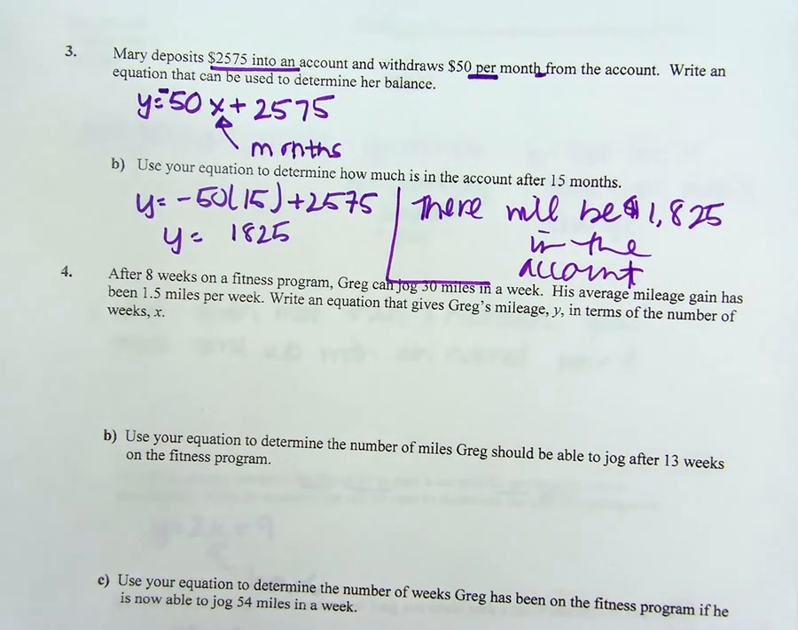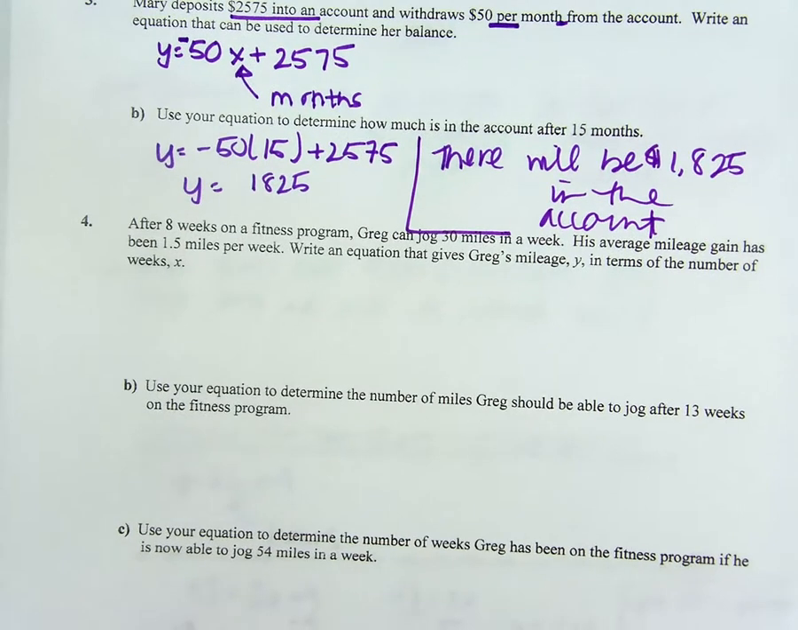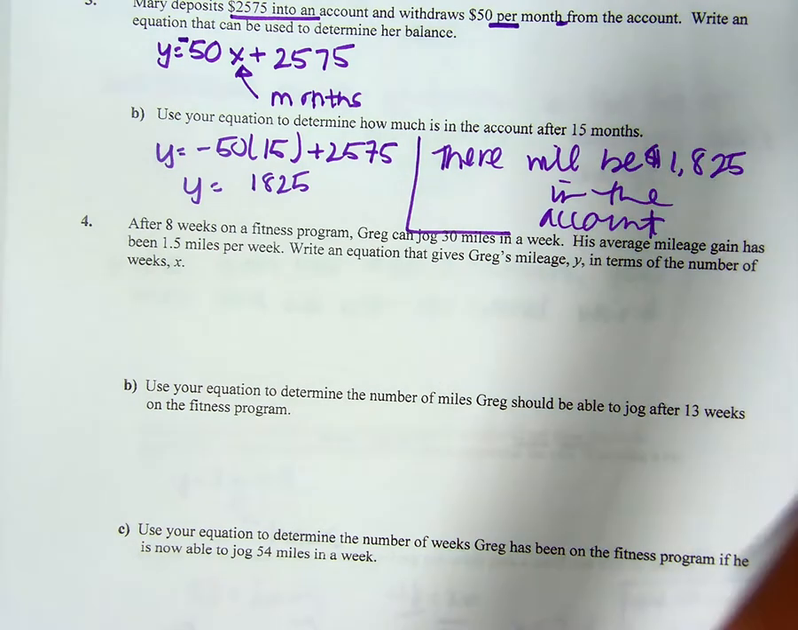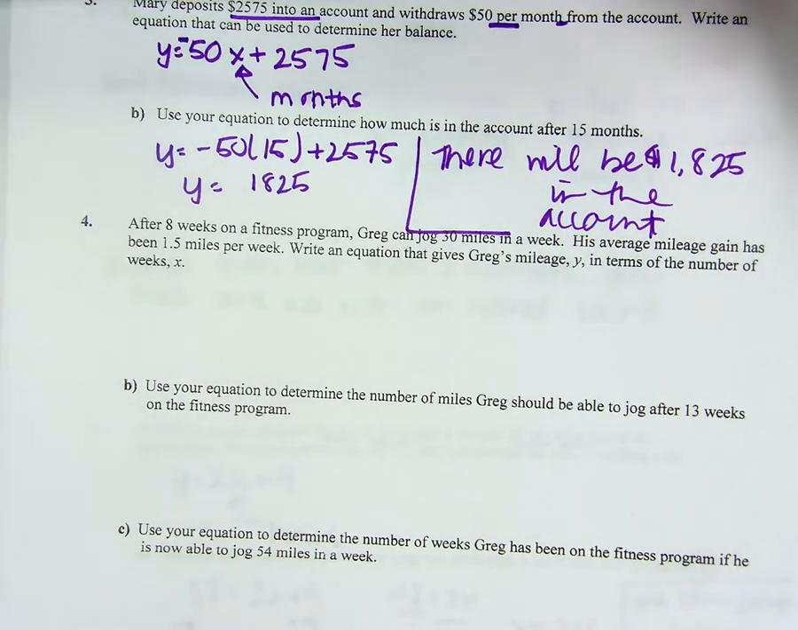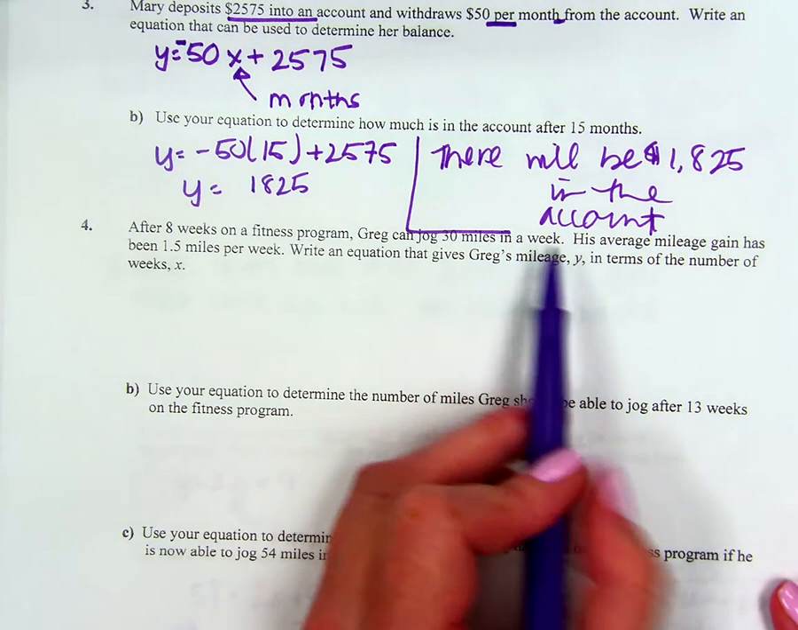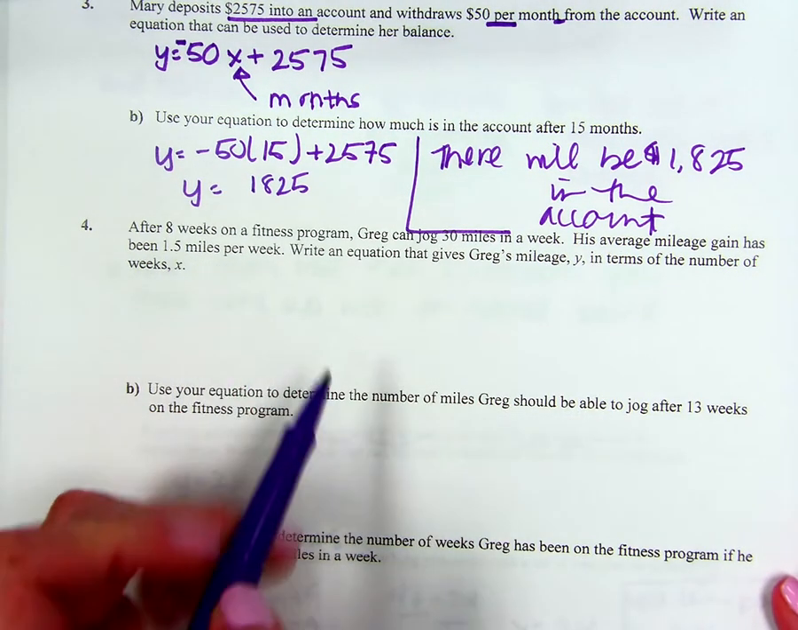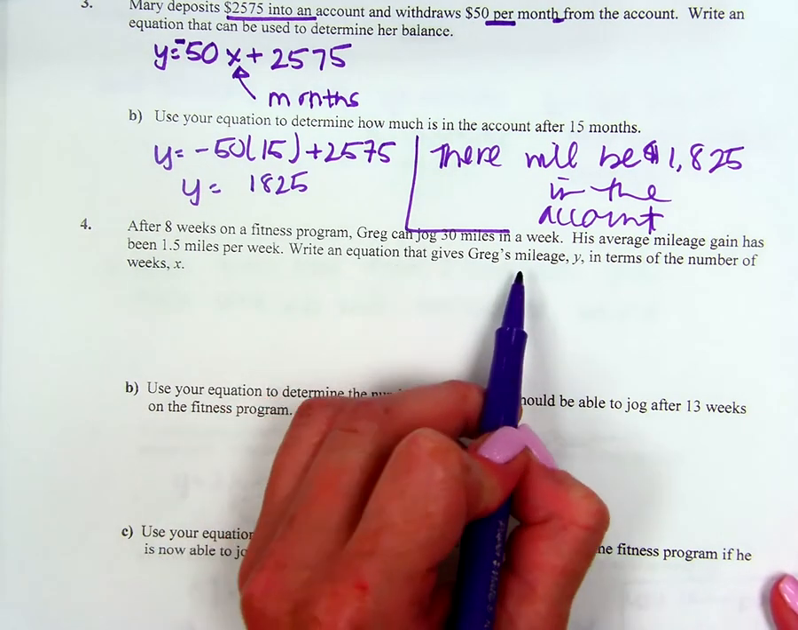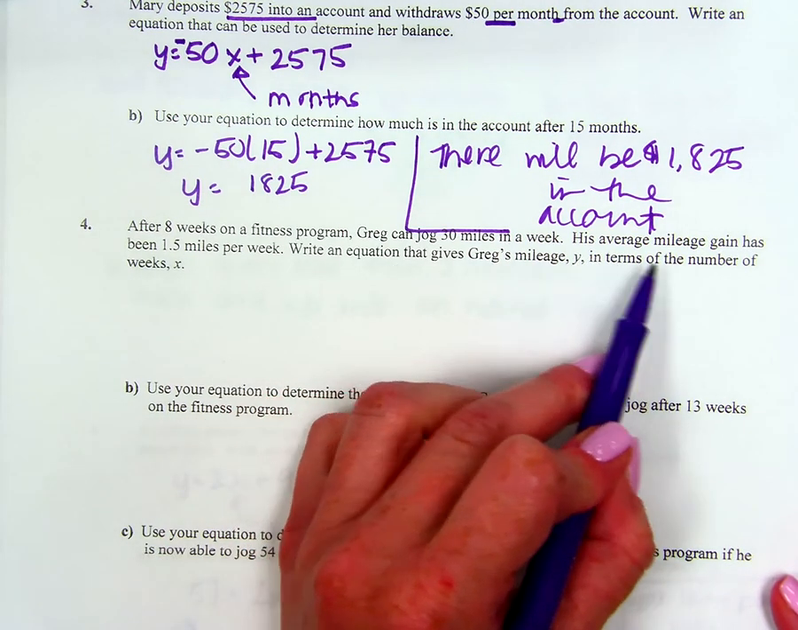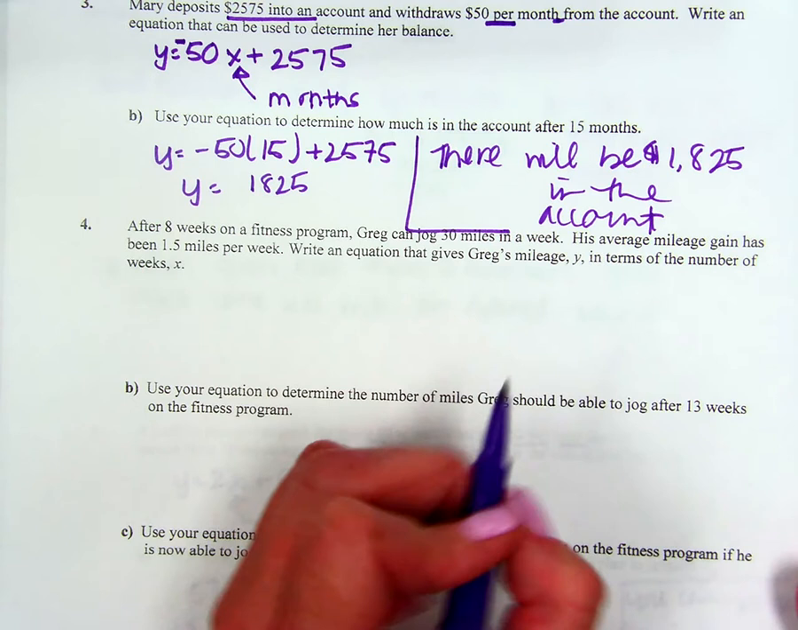All right, so let's look at number 4. Now number 4 is a little bit different. So we're going to read through the problem and identify some of the pieces here. So 4 says, after 8 weeks on the fitness program, Greg can jog 30 miles in a week. His average mileage gain has been 1.5 miles per week. Write an equation that gives Greg's mileage, y, in terms of the number of weeks, x.